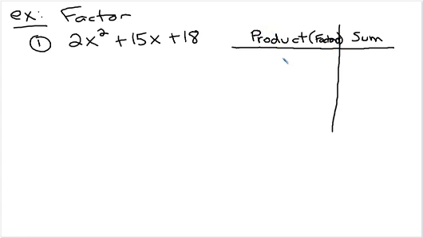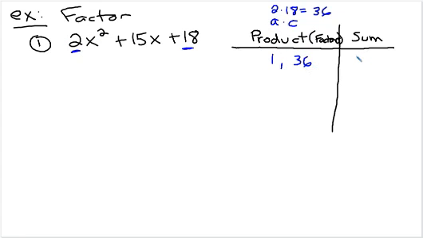The reason it's called product sum is because the first thing that I do is I multiply the a term, 2, times the c term, which is 18. So I always do a times c, and make sure you pay attention to the signs. So 2 times 18 is 36. Now I want to list the ways that I can multiply two numbers and get 36. For example, 1 times 36 is 36.